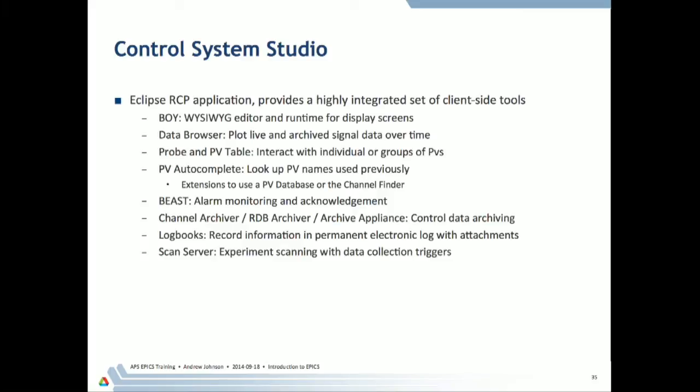There are interfaces to their electronic logbook systems, so you can actually record information in your permanent electronic logbook and specify attachments. You can pull things from your data browser or your screenshots and so on, and attach those to your log entries. And there's also, at SNS, a scan server where they can do experimental scanning. So beamline experiments can use the scan server to set up experiments and run scans of equipment.